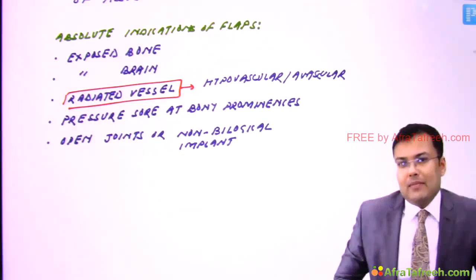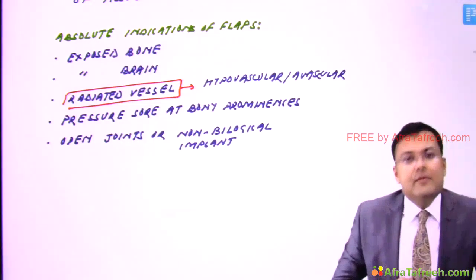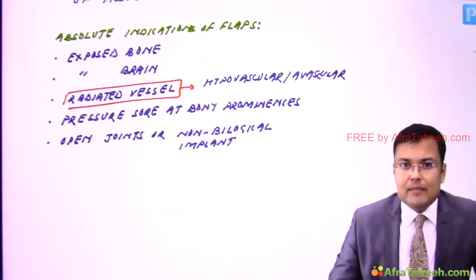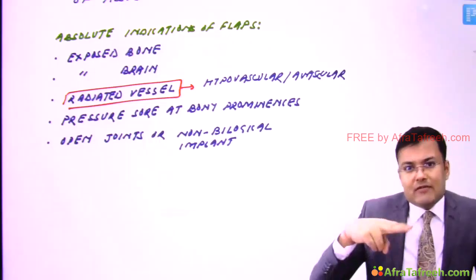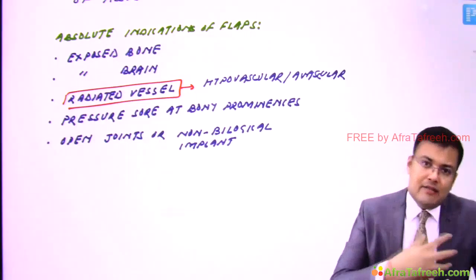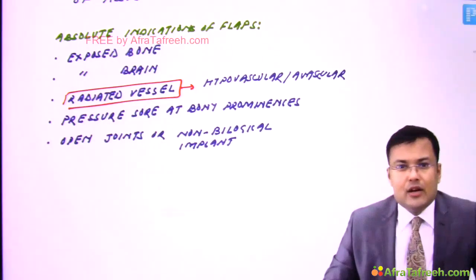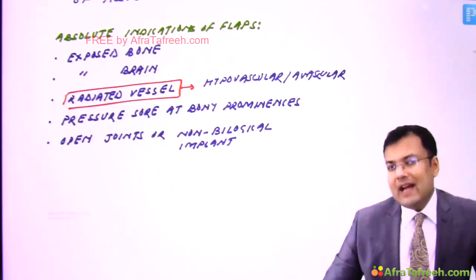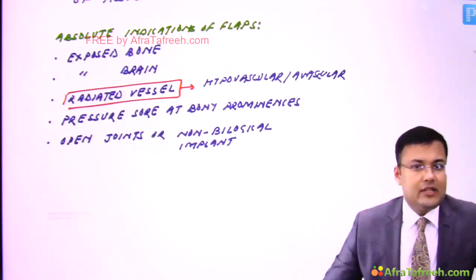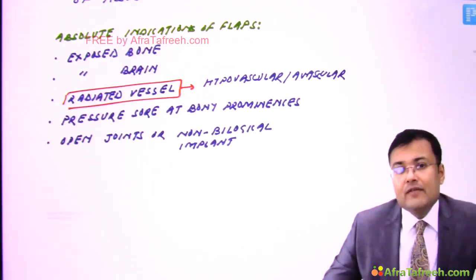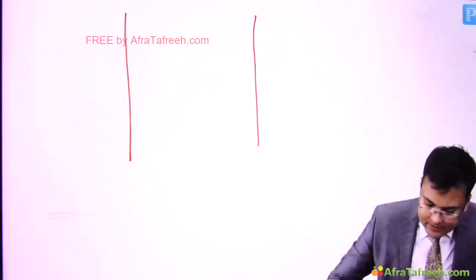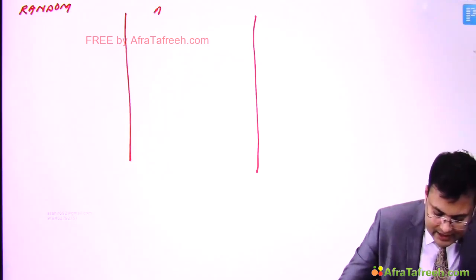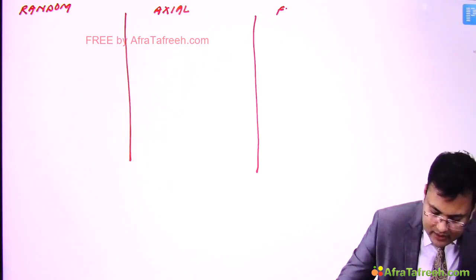What is axial flap? Axial flap is based on a named vessel. And what is free flap? Free flap is a type of axial flap in which we devascularize the flap, and it is revascularized at the recipient bed. So when the flap is devascularized from the donor site and revascularized at the recipient bed, it is known as free. So see the types of flap on the basis of vascular supply. It is of three types. First, random flap. Second is axial flap, and third is free flap.